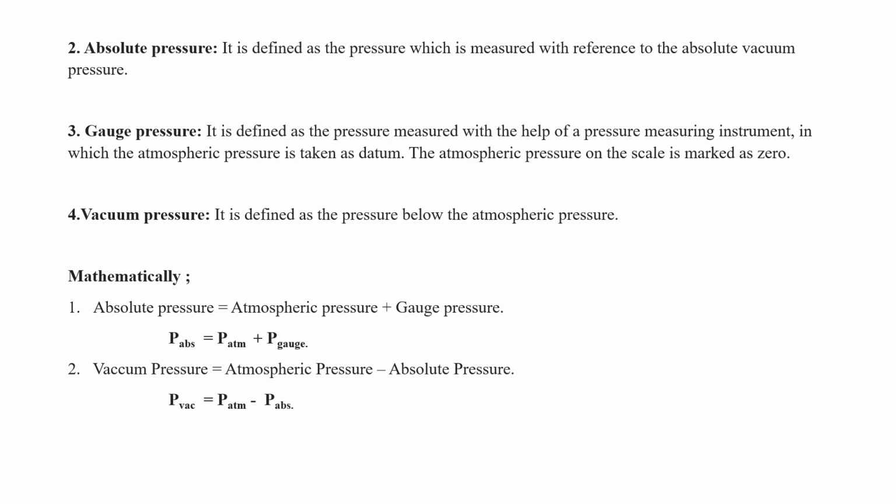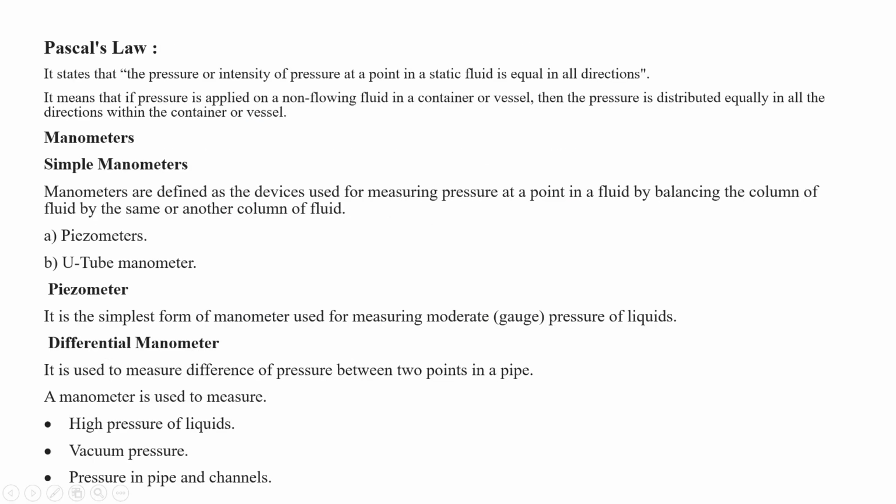The relation between these four is given by: absolute pressure is equal to atmospheric pressure plus gauge pressure, and vacuum pressure is equal to atmospheric pressure minus absolute pressure. Therefore, P absolute is equal to P atmospheric plus P gauge, and P vacuum is equal to P atmospheric minus P absolute.